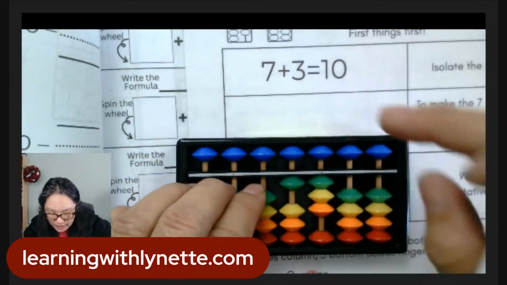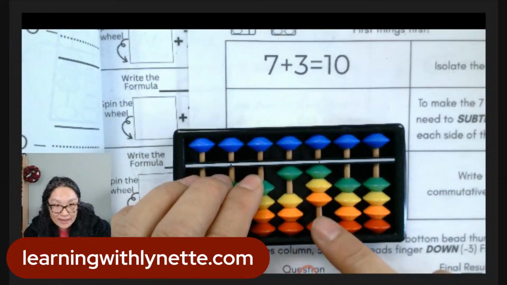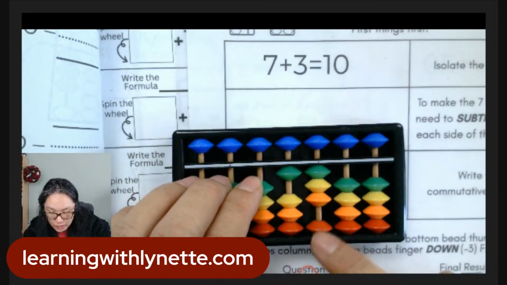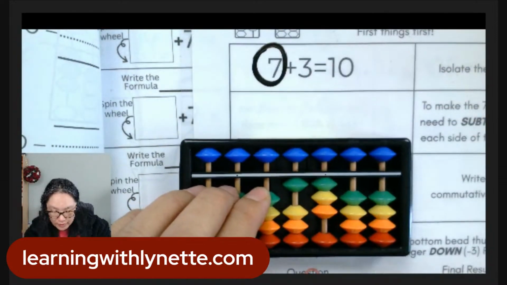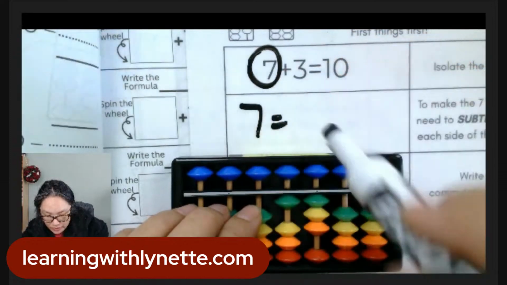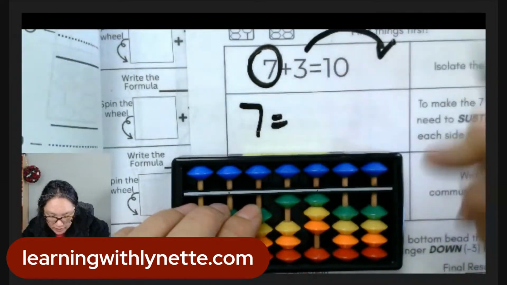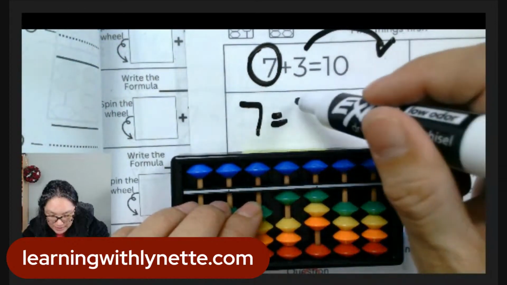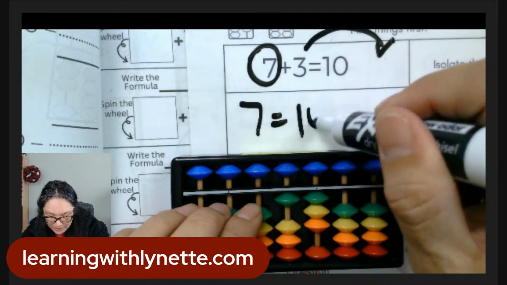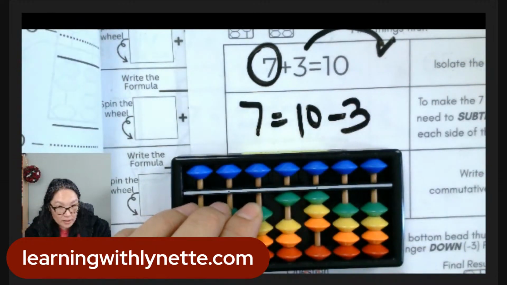So what we're going to do is add the 7. Because we add the 7, we don't have enough beads. So we know we're going to isolate the variable. Take the 3, move it to the other side. Plus the 7 is equal to plus the 10 minus the 3.